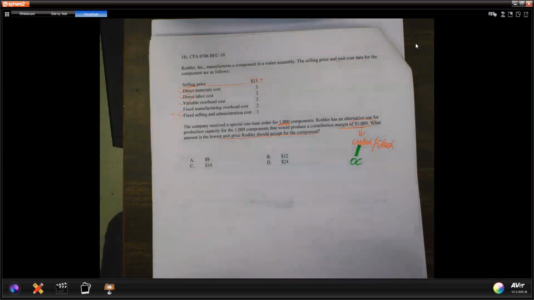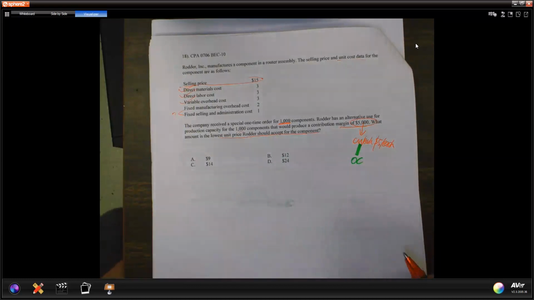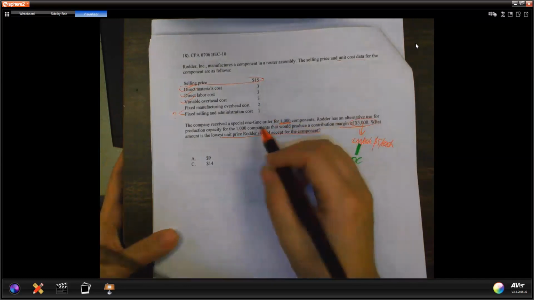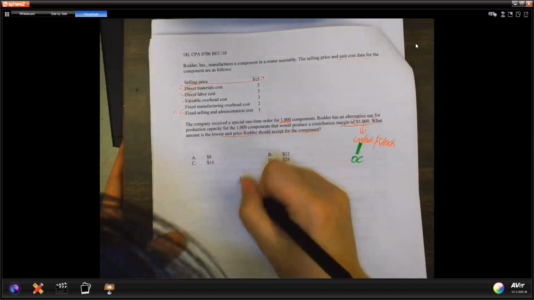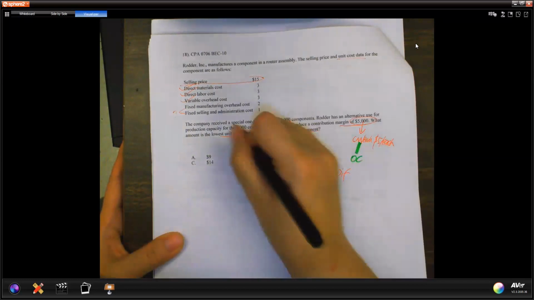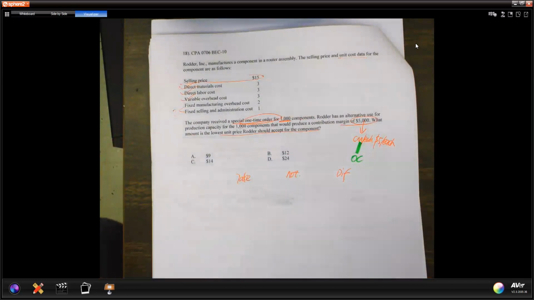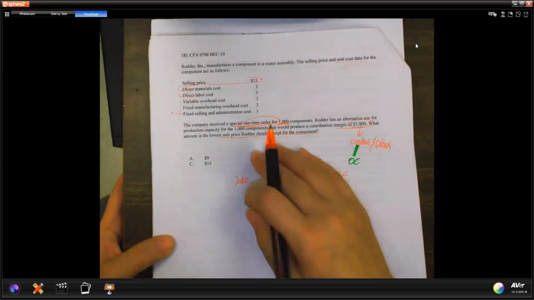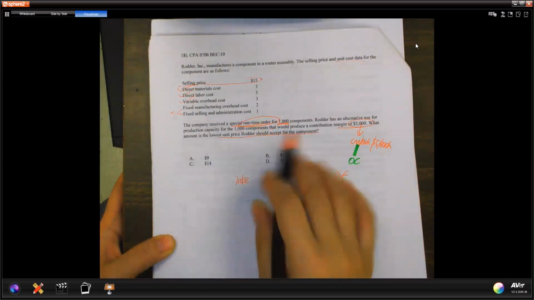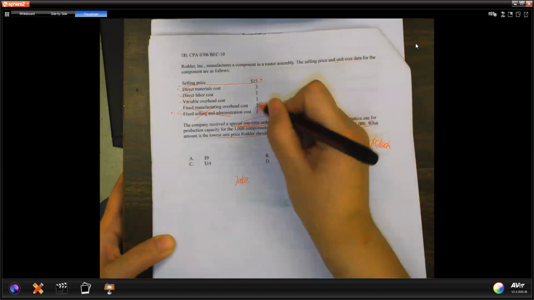Okay, so let's say this is still the question of a one-time special order, right? Now you can have two choices. It's either take it or not take it, and then we look at the difference. So this is a one-time special order. You take it or you do not take it, and then we look at the difference. So if you take it, the question didn't say anything about fixed cost. Luckily, we don't need to worry.